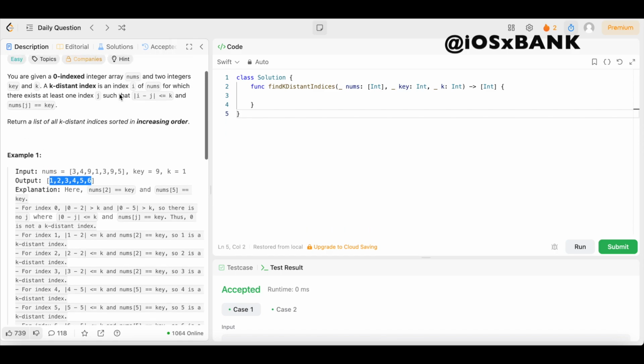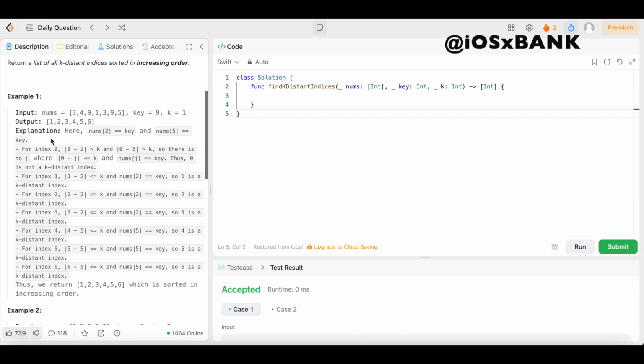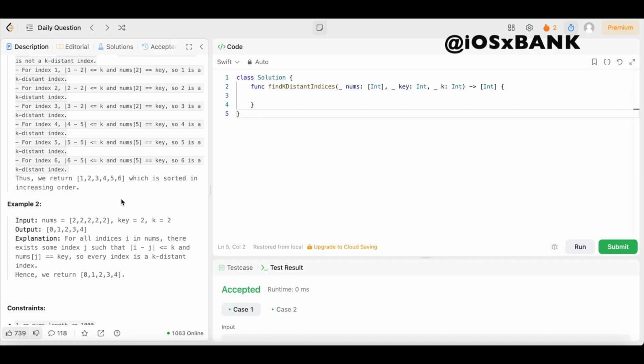Just remember, the two indexes have to fit the two requirements. When we subtract the indexes from each other, it has to be less than or equal to k, and the value of index j has to be equal to key. All of these fit those requirements, so that's why our output is what it is. Let's look at example 2, just in case we didn't understand that completely.